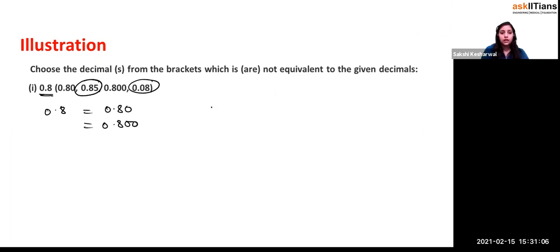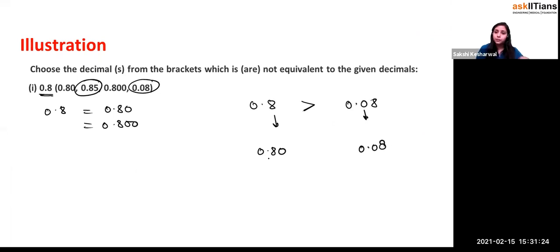You see that this and this, they are not equivalent, because 0.8 and 0.08, which one is greater? Definitely this one is greater, right or not? If you compare the tenth position, this is 8 and this is 0. Or either you can write this as 0.80 and this as 0.08. So 100% means you're dividing this into 100 equal parts. This also 100 equal parts. 80 parts is greater than 8 parts. So this is greater.